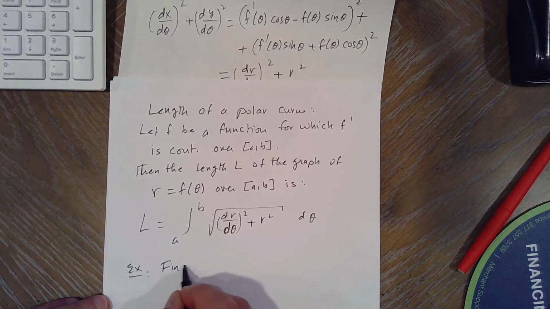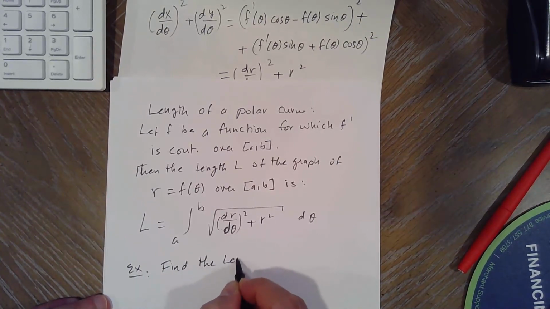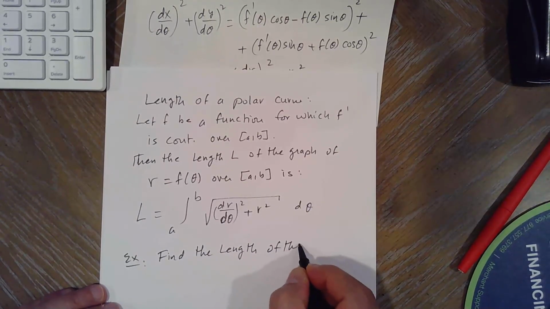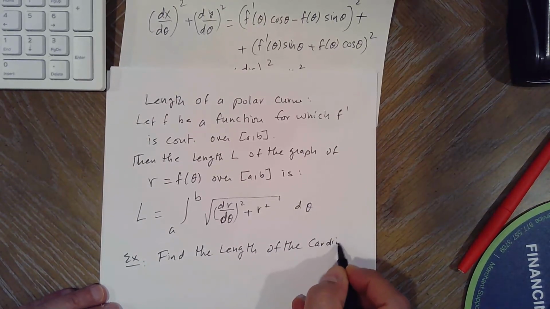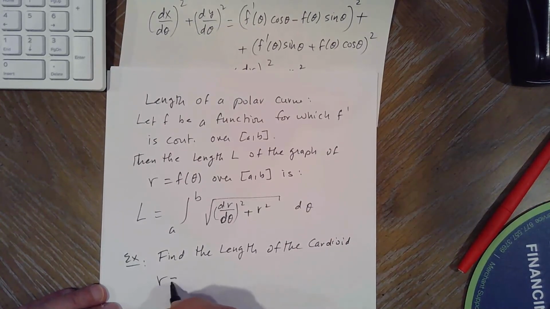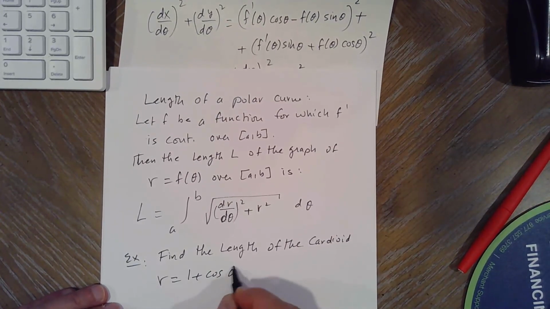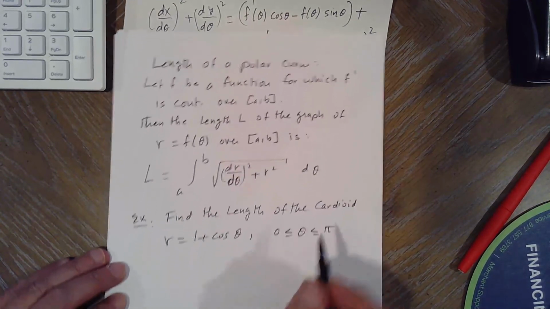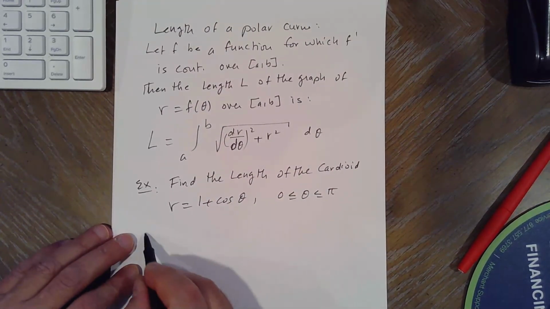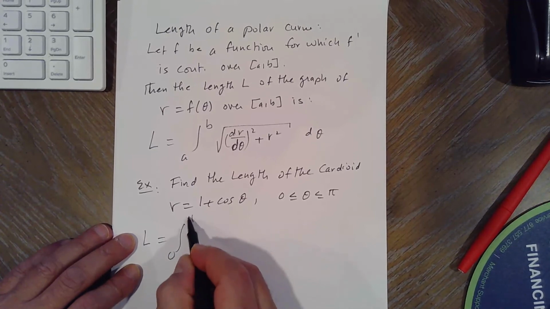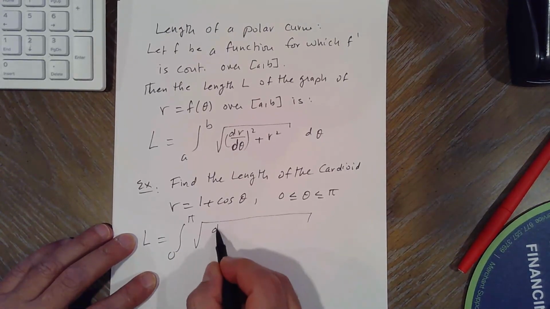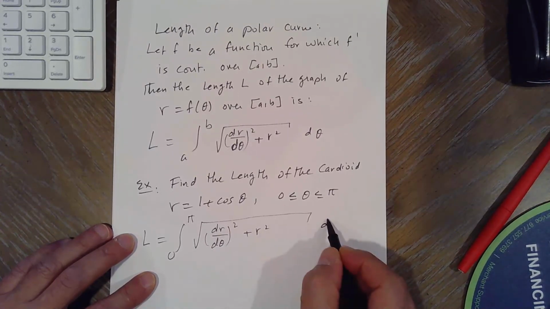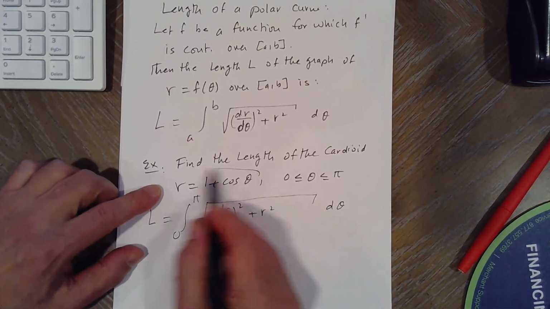Find the length of the cardioid r equals 1 plus cosine theta, where theta is between 0 and pi. So we write down the formula. L equals the integral from 0 to pi of the square root of dr by d theta squared plus r squared, d theta. So we have r right here.